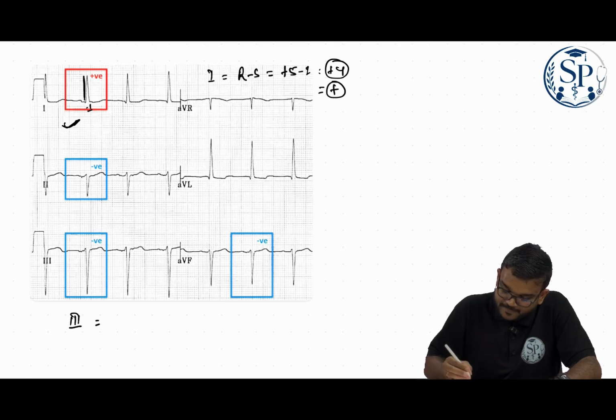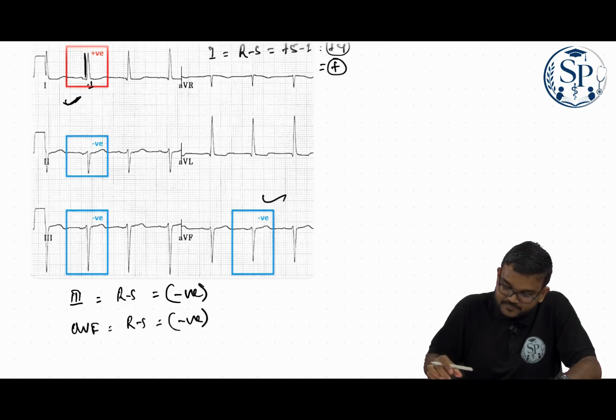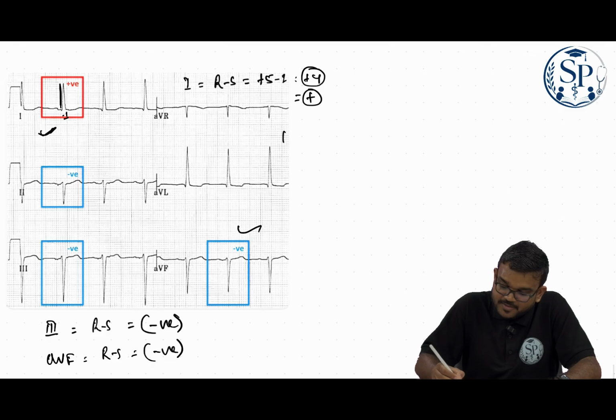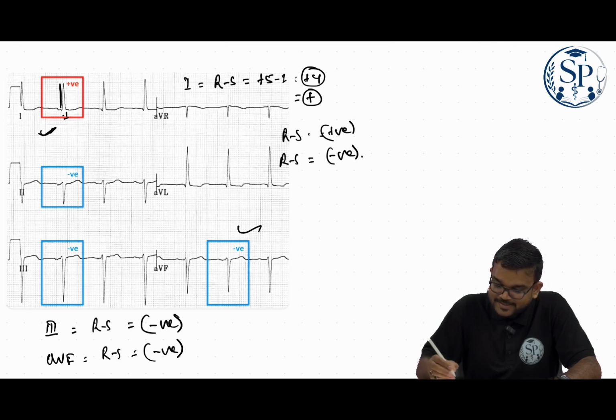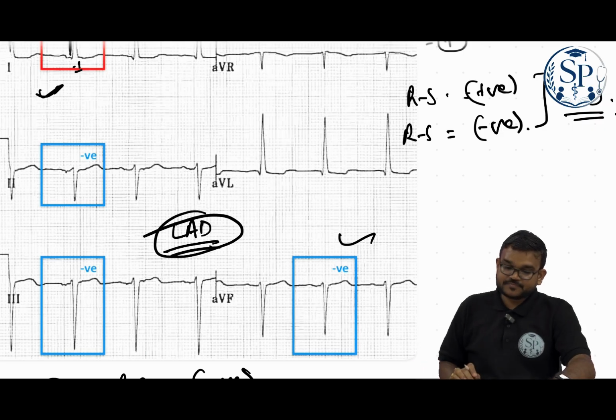In lead 3, the R minus S is negative, or in AVF also the R minus S is negative. Okay, so if the R minus S is positive in lead 1 and the R minus S is negative in lead 3 or AVF, then it is left axis deviation. So this ECG shows a left axis deviation. Okay.